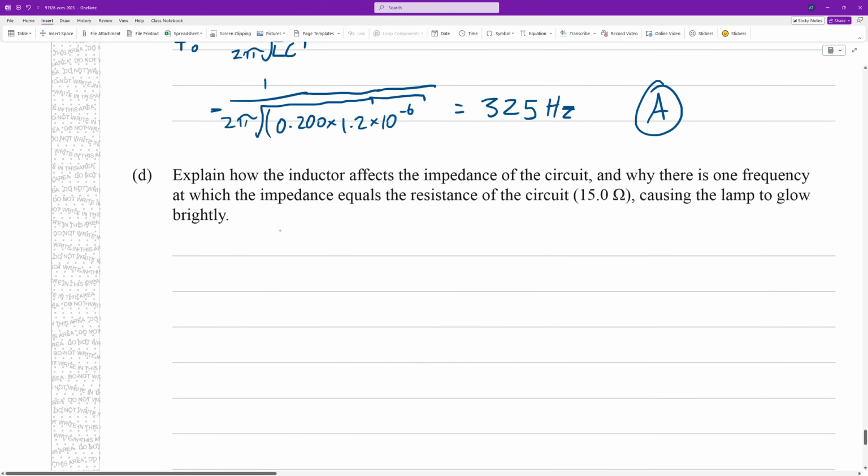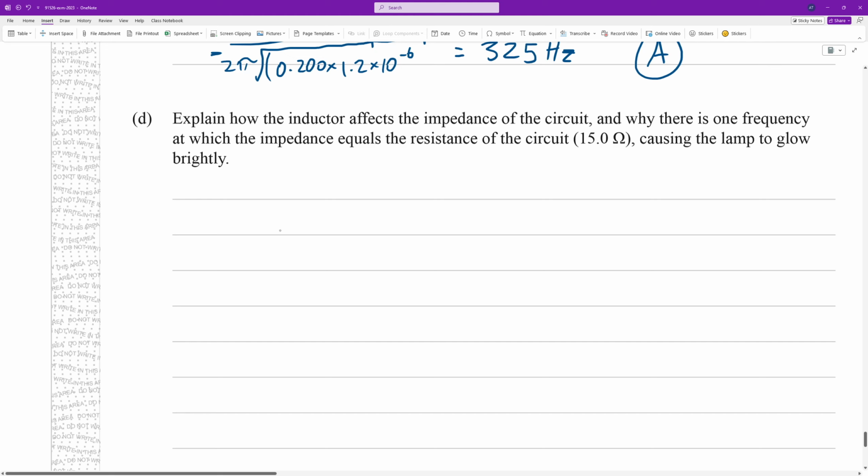Alright, and part D, the last sub-question: explain how the inductor affects the impedance of the circuit, and why there is one frequency at which the impedance equals resistance. And it's at that impedance, right, of 15 ohms that causes the lamp to glow brightly. So this question is effectively asking you to explain resonance, but they've given a slightly different spin on it.